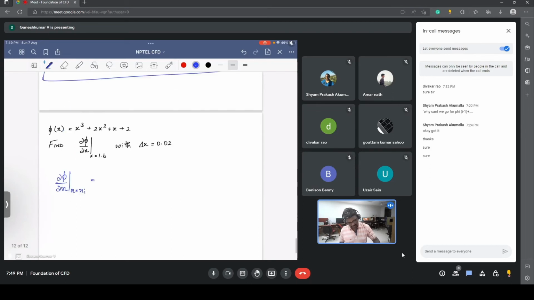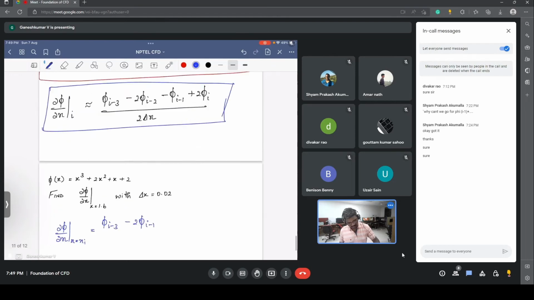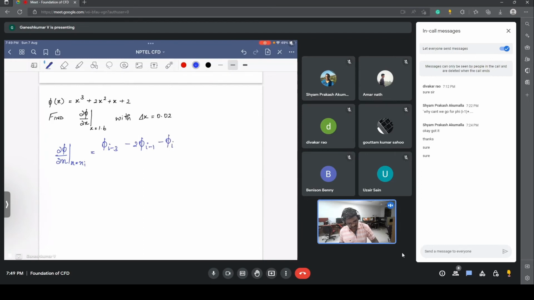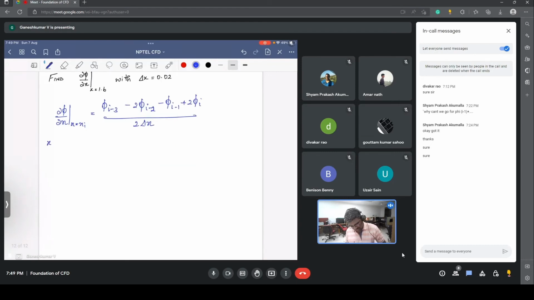So this is actually equal to φ of i minus 3, minus 2 times φ of i minus 1, and minus φ of i minus... sorry, i minus... plus 2φ_i, divided by 2 times delta x, right? So here now we are going to take x_i equal to 1.6 and delta x equal to 0.02. Can you guys calculate φ of i minus 3?